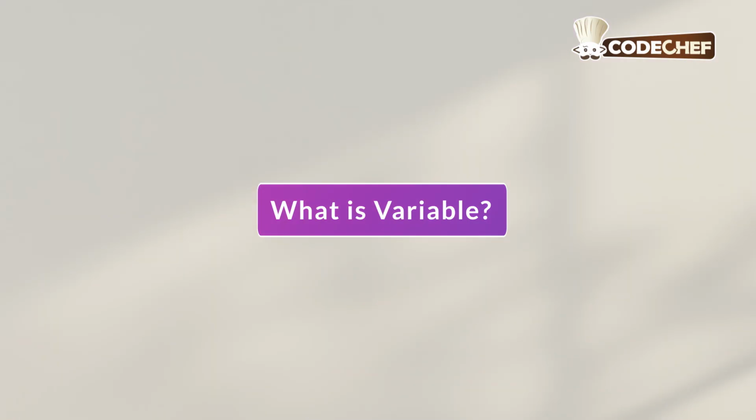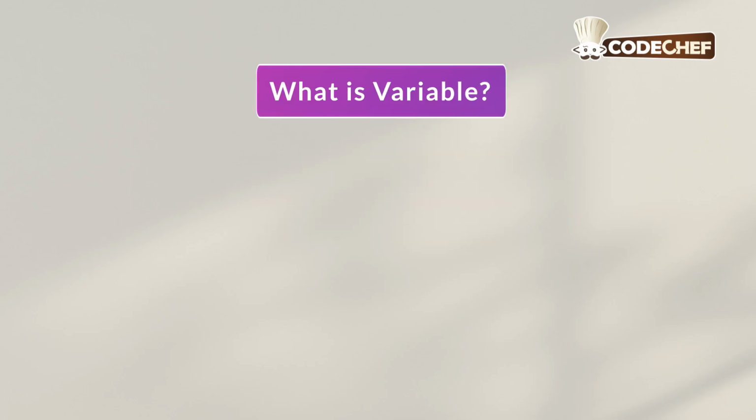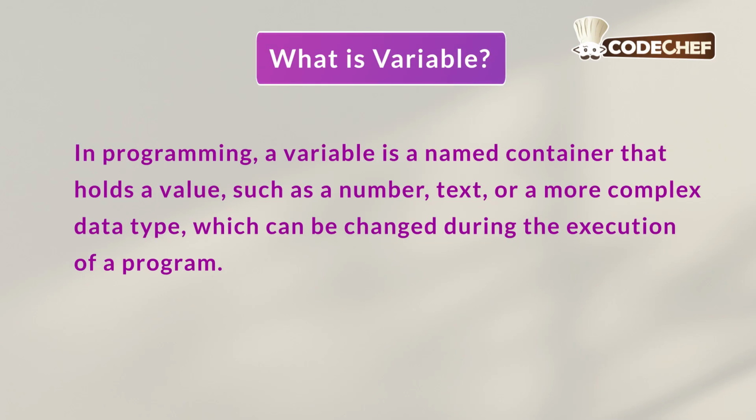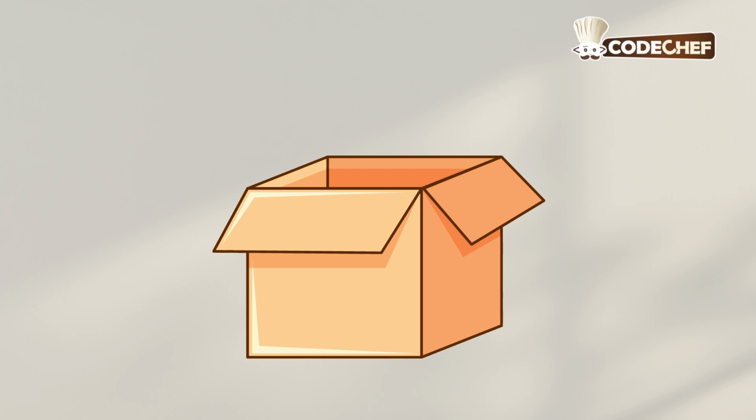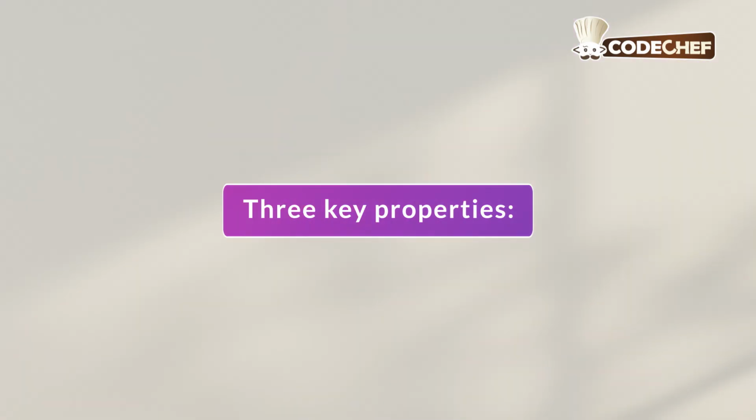Let's start with the definition of a variable. A variable is a named memory location used to store data that can be changed or accessed during the execution of a program. It acts as a container that holds a value of a specific data type, which could be integer, float, character, anything. And each variable has three key properties.